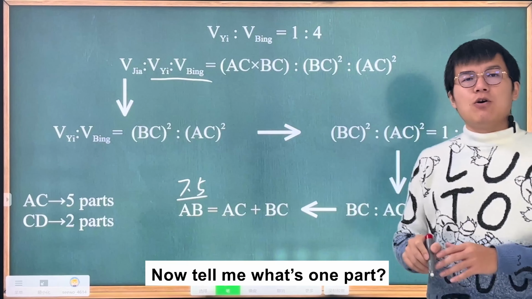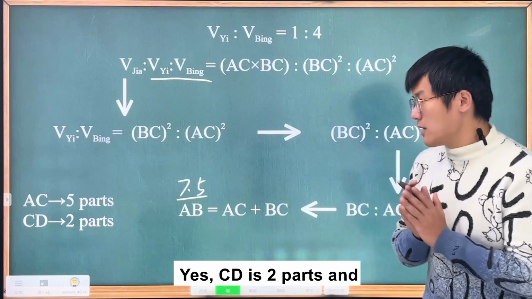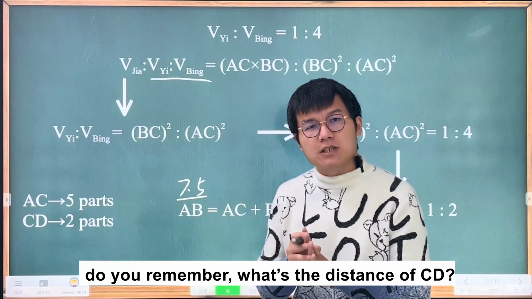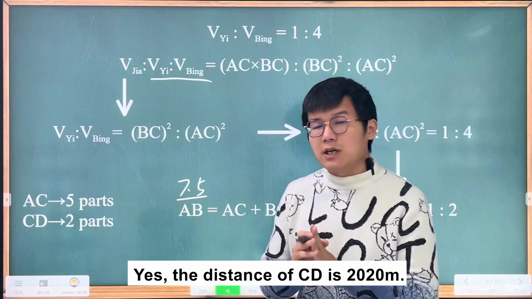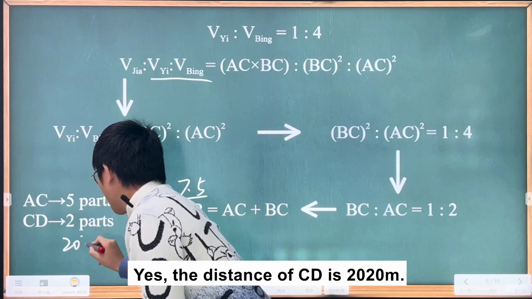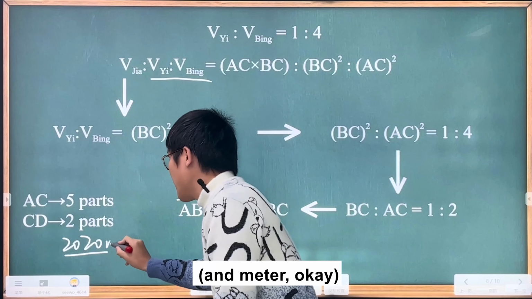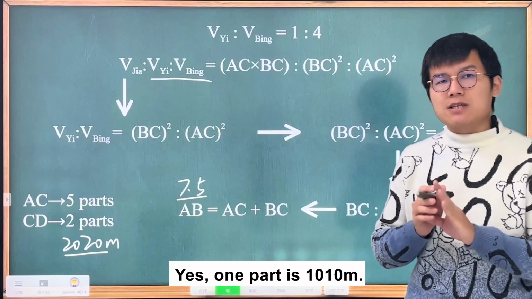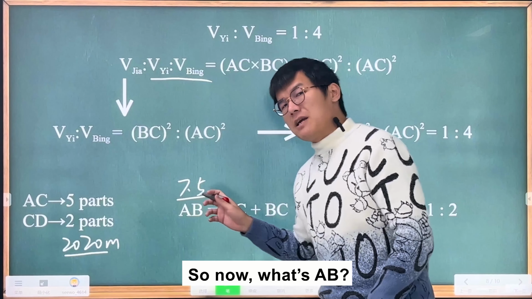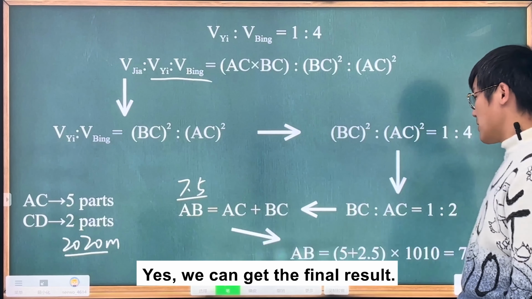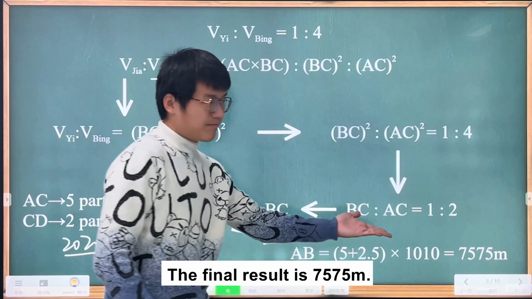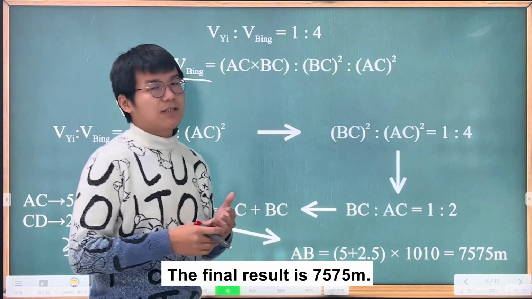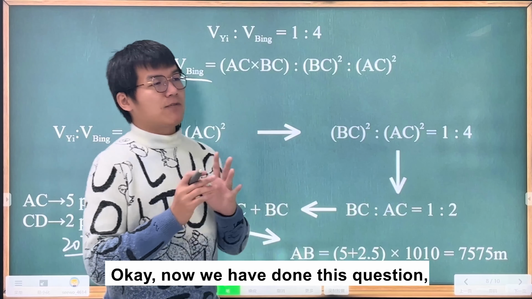Now tell me, what's 1 part? Yes, CD is 2 parts. And you should still remember that. What's the distance of CD? Yes, the distance of CD is 20 meters. So what is 1 part? Yes, 1 part is 10 meters. So now, what's AB? Yes, we can get the final result. The final result is 75 meters. Okay, now we have done this question.